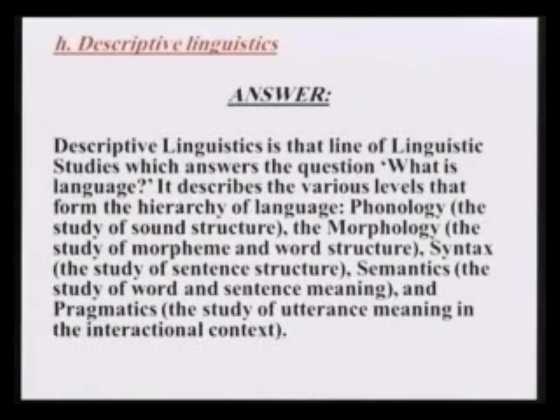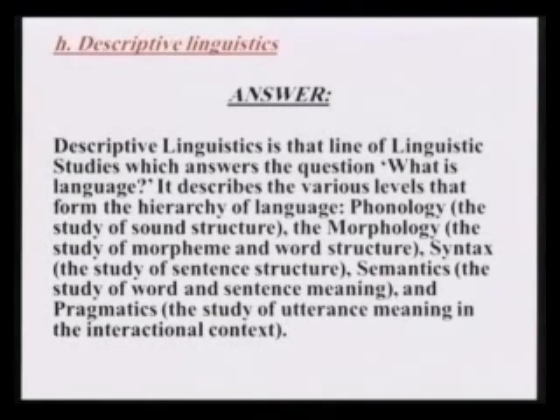Descriptive linguistics. What is descriptive linguistics? Descriptive linguistics is that line of linguistic studies, إحدى دراسات اللغة, which answers the question what is language. على فكرة اللغة قد كده قريبة مننا لدرجة ان احنا بيتهيألنا ان احنا نعرف كل حاجة عنها، لكن ده مش صحيح. We need to inquire a lot and investigate what language really is. It describes the various levels that form the hierarchy of language. Hierarchy هنا هو التسلسل الهرمي للغة.